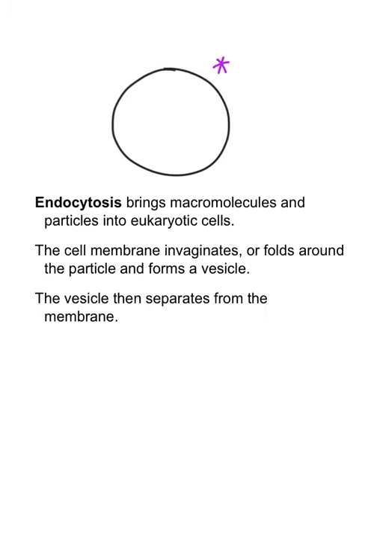Endocytosis is the exact opposite of that. This is where macromolecules and particles are brought into eukaryotic cells. The way this happens is the cell membrane is going to invaginate, or fold around the particle, and form a vesicle. Then this vesicle is going to separate from the membrane.